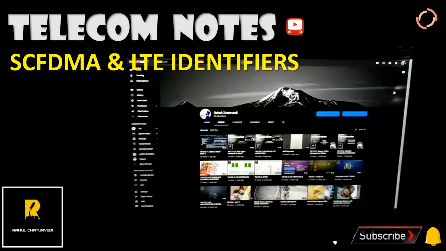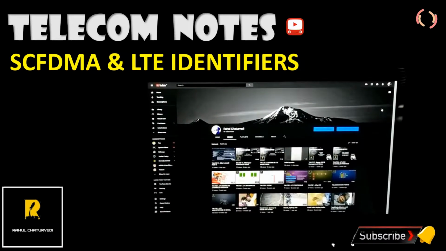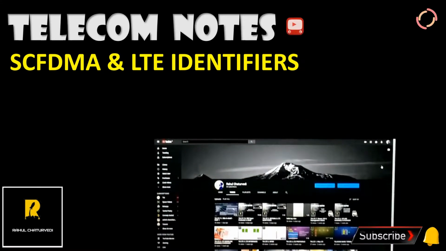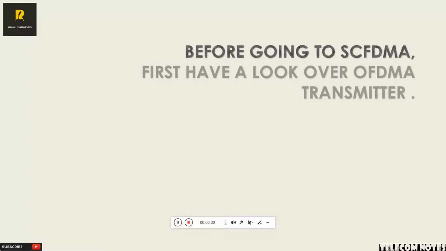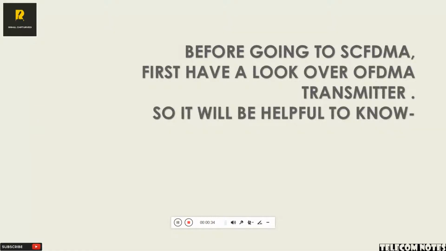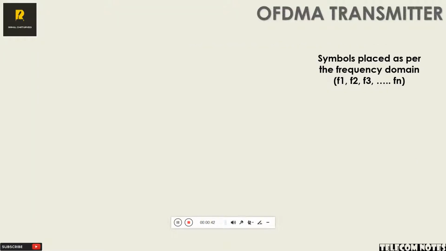So today we are discussing SC-FDMA, single carrier frequency division multiple access. So let's start. Before going to SC-FDMA, first have a look at the OFDM transmitter. It will be helpful to know why SC-FDMA and what is the benefit of using SC-FDMA in uplink. So going to the OFDM transmitter first.